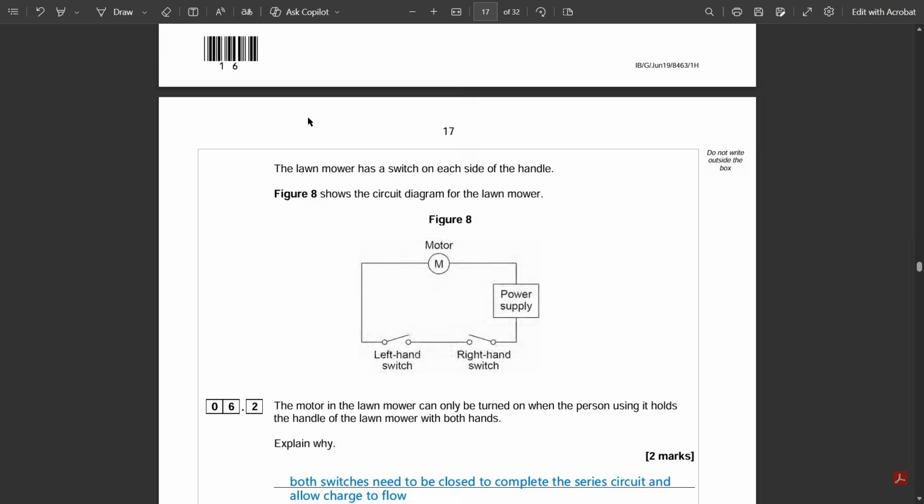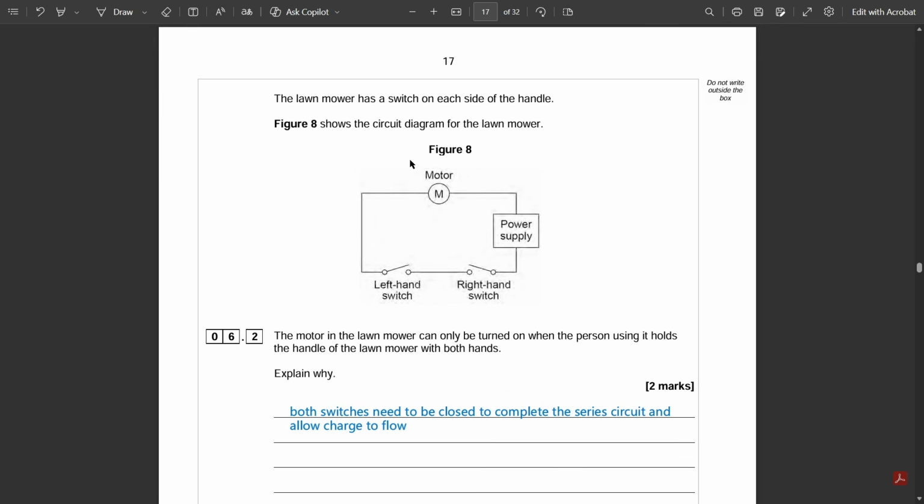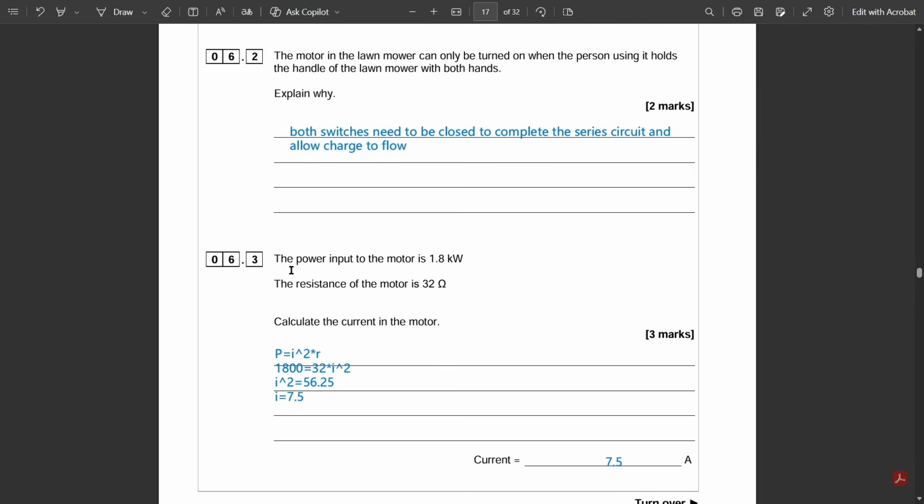The lawnmower has a switch on each side of the handle. Figure 8 shows the circuit diagram for the lawnmower. The motor in the lawnmower can only be turned on when the person using it holds the handle of the lawnmower with both hands. Explain why. Originally, this sort of looks like a safety question. Why would you want it to only be able to be turned on with both hands? But it's not actually a safety question. It just wants you to explain that both switches need to be closed to complete the series circuit and allow charge to flow.